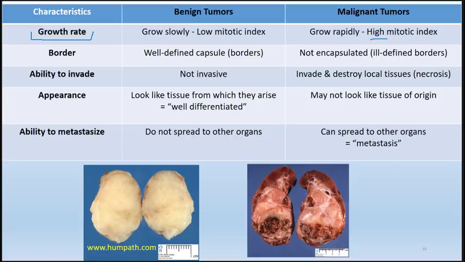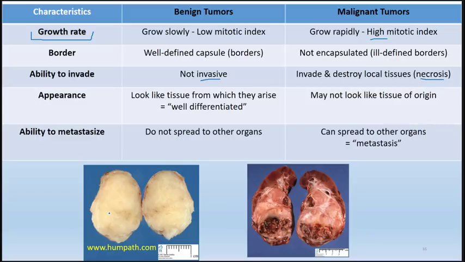That's mitotic index. In terms of border, benign tumors tend to be very well defined in their border. They have a well-defined capsule, whereas malignant tumors are not encapsulated, with very ill-defined borders, looking a lot more concerning. In terms of invasion, benign tumors do not invade tissue in the area. They may grow and push tissue aside, but they're not invading tissue, whereas malignant tumors will invade and will destroy local tissues and cause what we know as cell death, called necrosis.